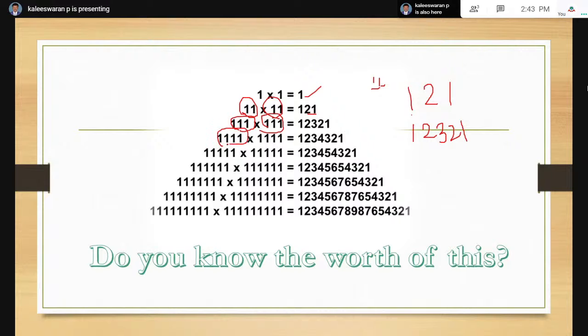And 1111 into 1111. It has four ones. So the answer is 1, 2, 3, again 4. Then you go to descending order: 3, 2, 1. These are some of the characteristics of these numbers.